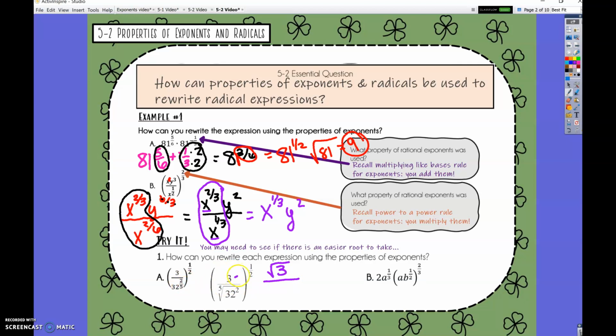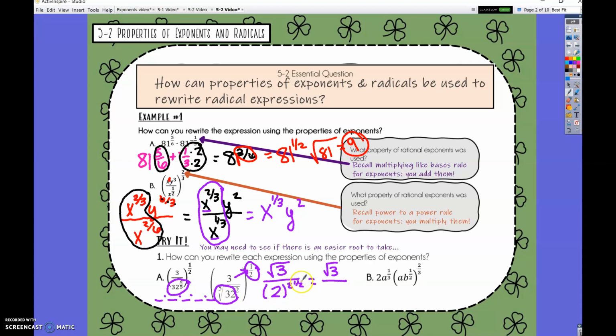Now I got a little bit ahead of myself because I took 3 to the 1/2 right away. I'm going to just look at this 32 to the 2/5. I'm going to look at that as the 5th root of 32 squared. I want to deal with just the 5th root of 32. That means something times itself 5 times will be 32. Well, that's 2. So I would have 2 squared down there, but now I still need to take it to the 1/2 power.